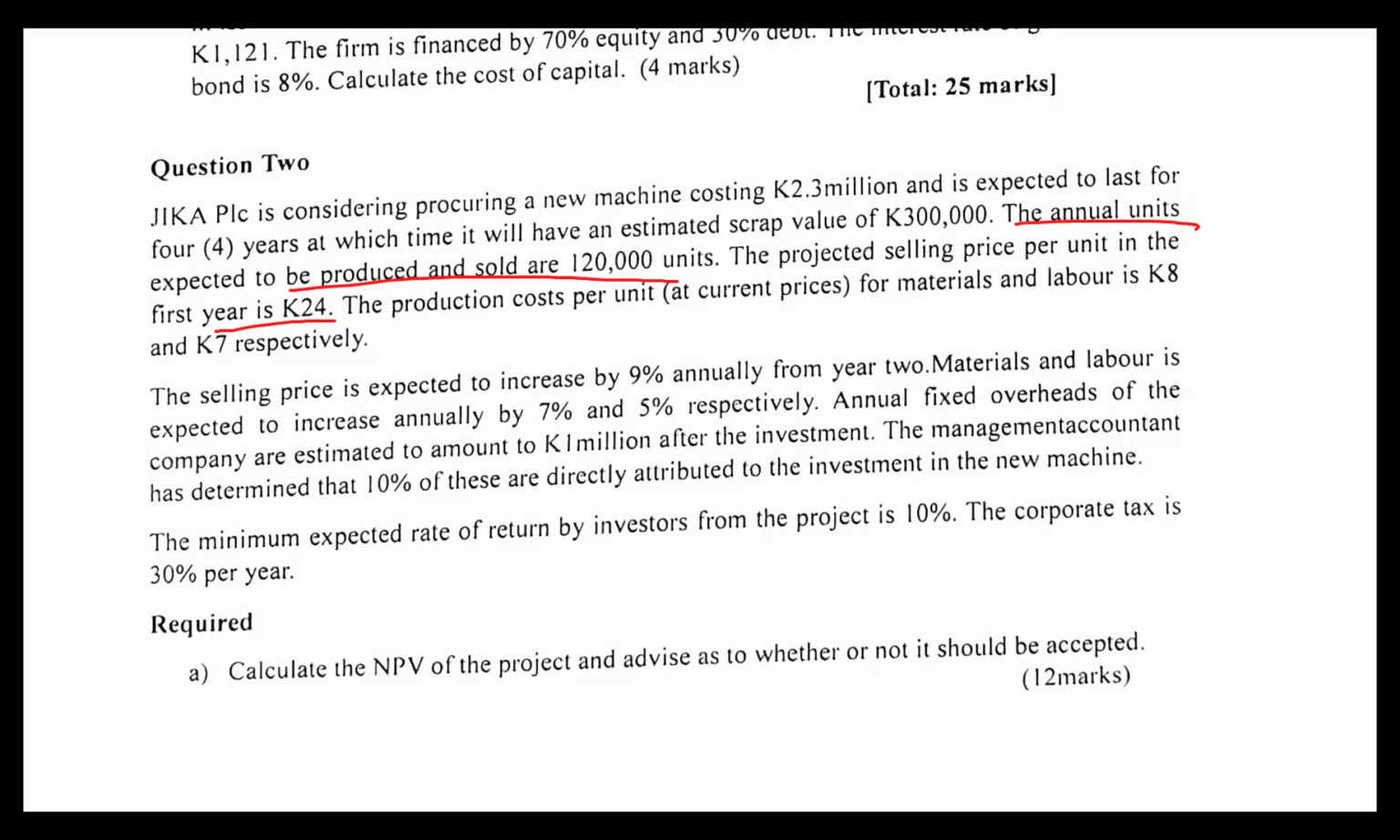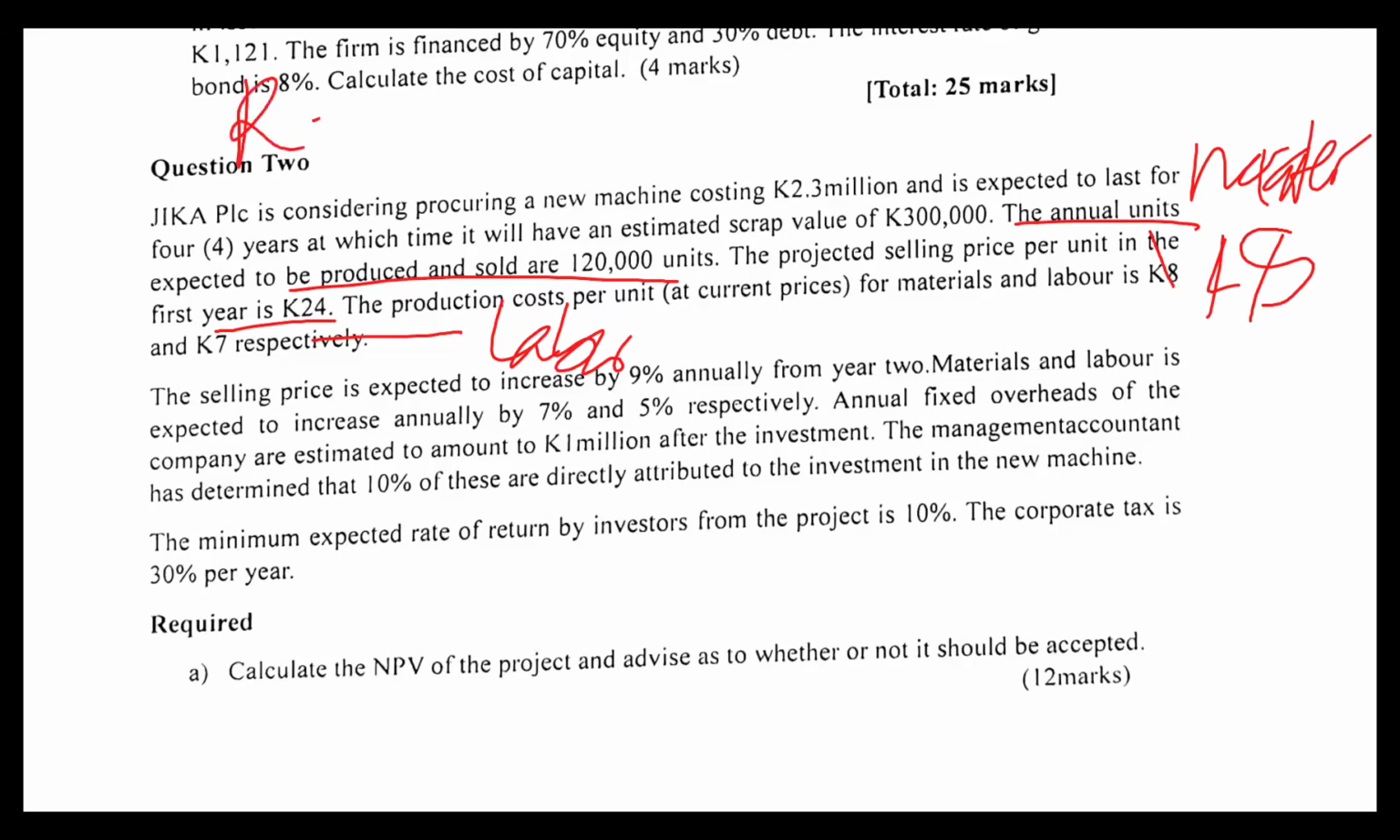And the production costs per unit at current prices for material and labor are 8 and 7 respectively. So labor is 7, and 8 is for material. Pay attention. Material cost per unit is 8 kwacha. Then the labor cost per unit is 7 kwacha. That's the cost.